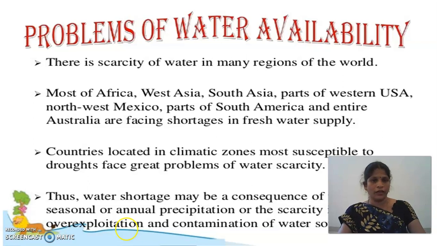Yes, we know very well. We depend for our water supply only on the seasons, that is, the monsoon. Or the scarcity is caused by over exploitation and contamination of water sources. Over exploitation means that we draw the water from the ground excessively. We waste the water, and contamination, we know that we pollute the freshwater bodies.